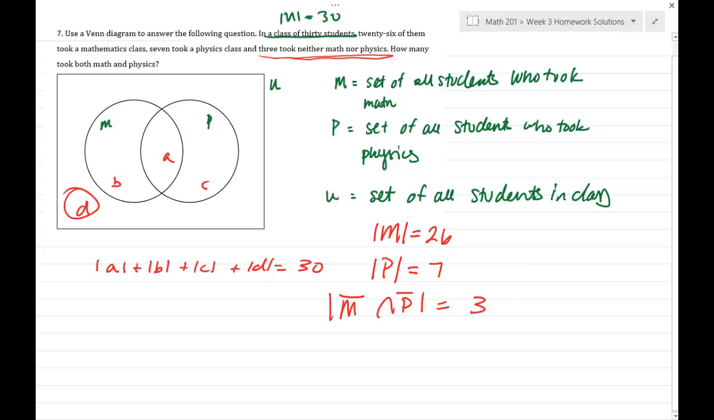So that means the cardinality of, and let me just go ahead and label this, because if you get to a number that only pertains to one region, you can go ahead and fill it in. Okay.